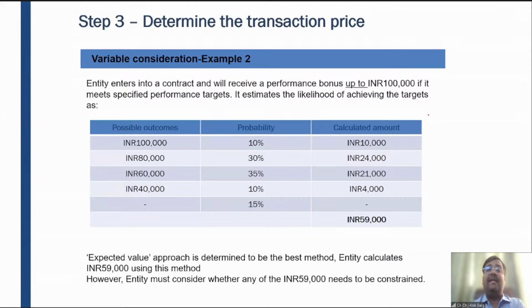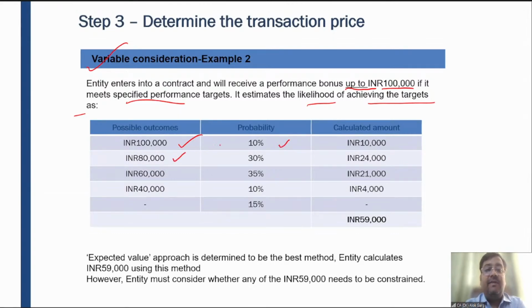Friends, now let's discuss a second example and we will be able to understand the expected value approach, the probability weighted approach as well. Entity enters into a contract and will receive a performance bonus up to INR 1 lakh if it meets the specified performance target. It estimates the likelihood of achieving the targets as multiple outcomes of a single event. And the bonus is up to INR 1 lakh. So the possible outcome is that the entity will receive 1 lakh rupees if the probability is 10%, right?